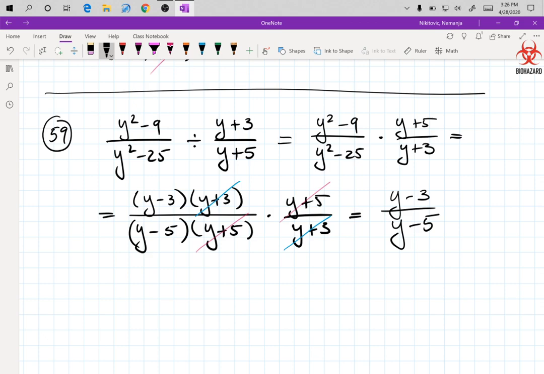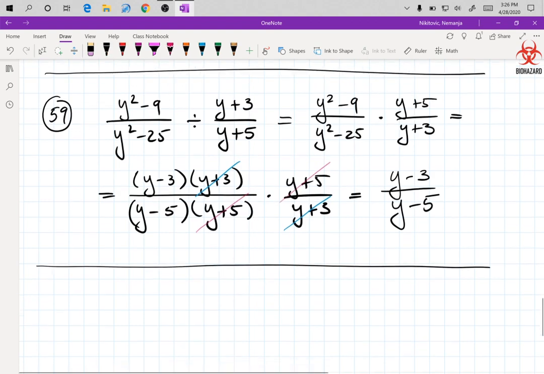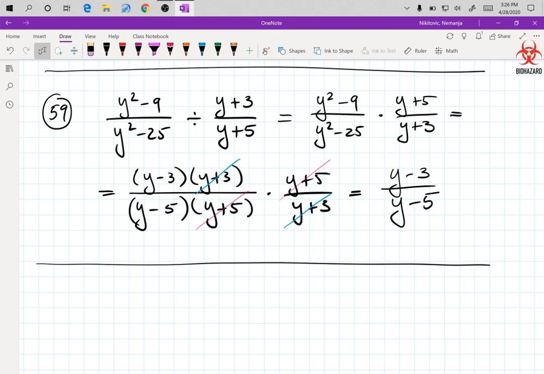And remember, you can't cancel these because of the minus 3 and minus 5. You cannot cancel y's. You can only cancel where each one of the entities here, you have 3 entities on the top, right? Each one of them is multiplied, right? This would be in a parentheses, multiplied, as you can see, multiplied into the other ones. So you can only cancel when it's multiplication.